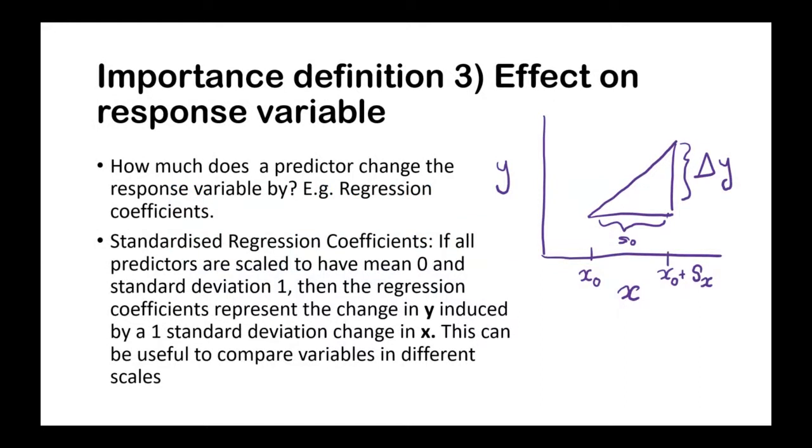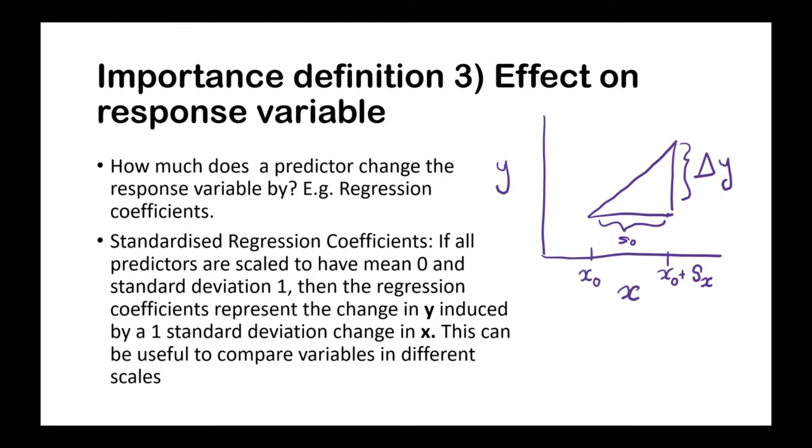And the third definition of importance that I'm going to go through is just looking at the effect on the response variable. You might not need to use these variance partitioning methods. You might just be able to look at how much a predictor changes the response variable, so regression, looking at your regression coefficient. If the predictors are on different scales, you can scale them to have a mean of 0 and a standard deviation of 1. Then the regression coefficient will represent how much Y changes if X changes by 1 standard deviation. But you don't have to scale the variables if you don't want to.